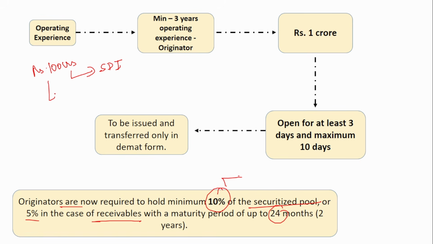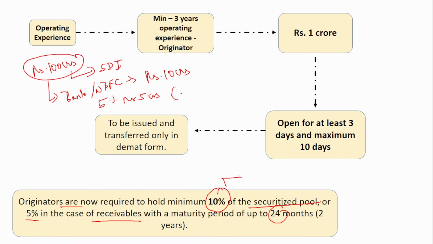In this case, out of the 100 crores, this point tells us that the originator, that is the bank or the NBFC, has to hold a minimum of 10% of the securitized pool. Here the securitized pool is worth 100 crores, so they have to hold at least 10 crores, or 5%, that is rupees 5 crores, if the tenure of the loans is less than 2 years. If the maturity period of the loan is less than 2 years, they have to hold 5%. If it is more than 2 years, they have to hold 10%. Remember this number: less than 2 years means 5%, more than 2 years means 10% of the total securitized pool.